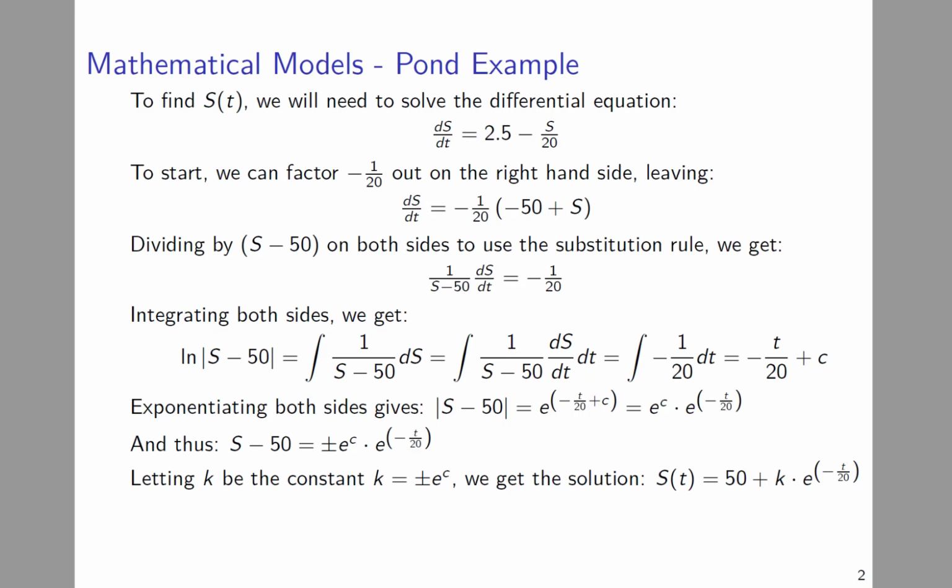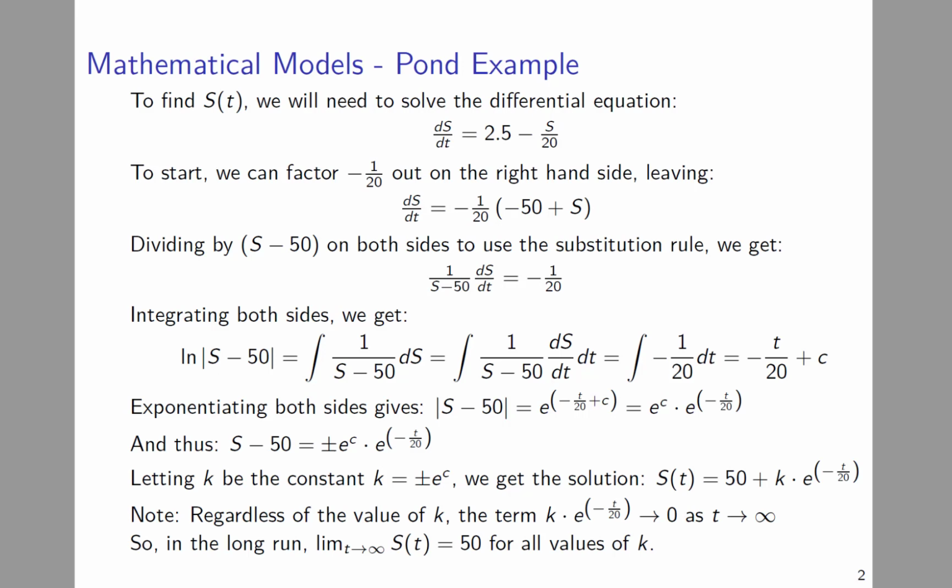I want to note that regardless of the value of k, the term k times e to the negative t over 20 will go to 0 as t goes to infinity. So in the long run, the limit as t goes to infinity of S of t will equal 50 for all values of k. We could have come to this conclusion without solving the differential equation, but merely analyzing the equilibrium solutions to the differential equation dS/dt equals 2.5 minus S over 20, as we did in our past examples.